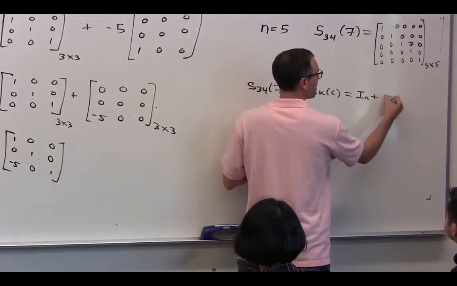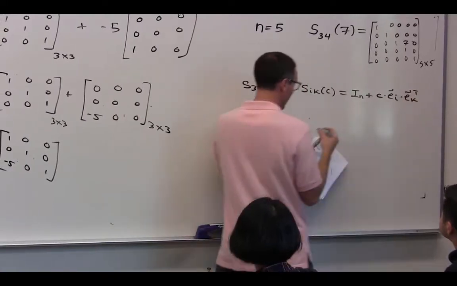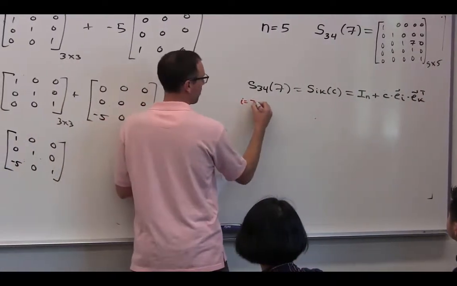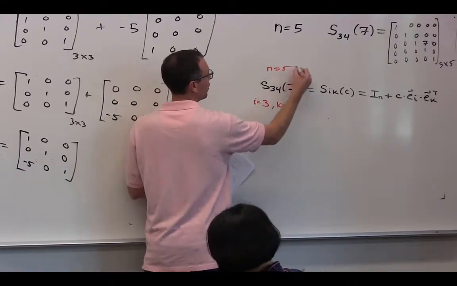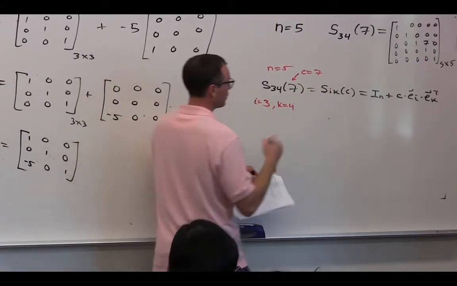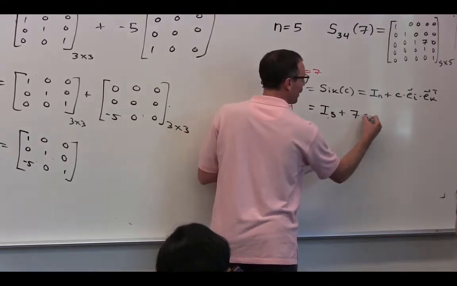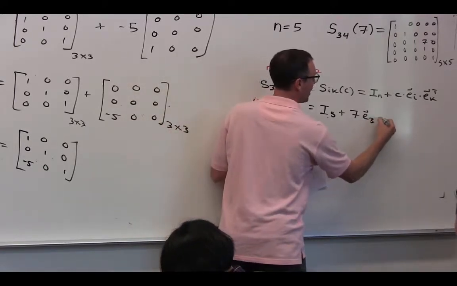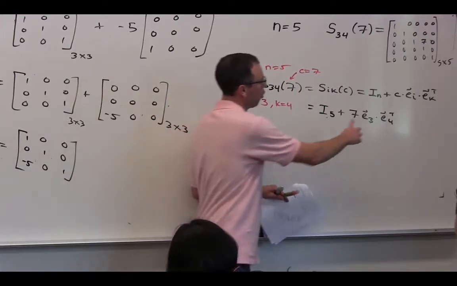I sub n plus c e_i e_k transpose. Let's go ahead and just be explicit. What is i? 3. What's k? 4. What's n? What's c? So now I've got I 5 plus 7 e_3 e_4 transpose. How do I know what dimensions that is?